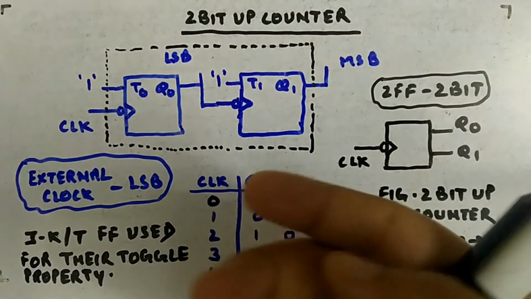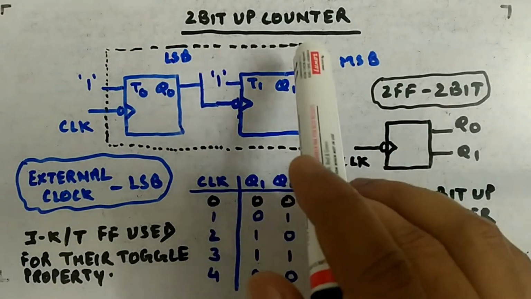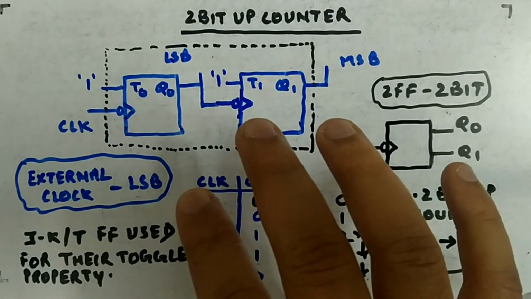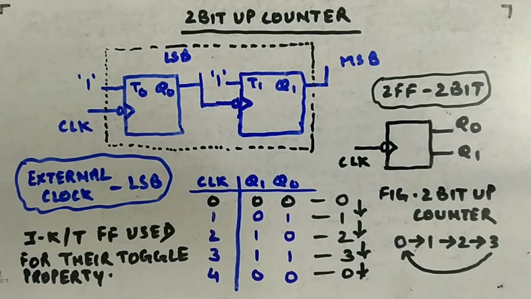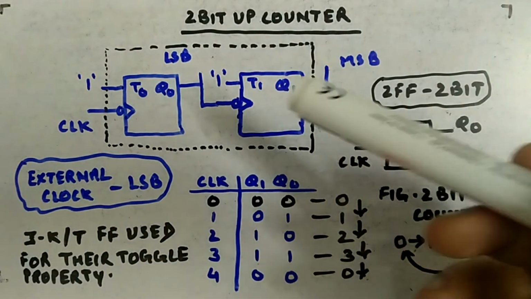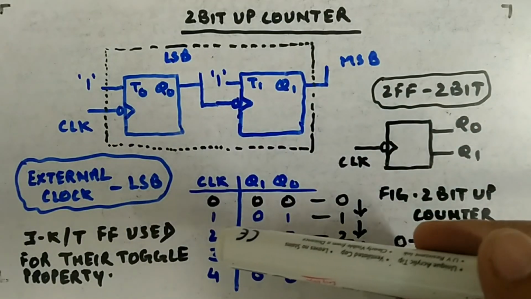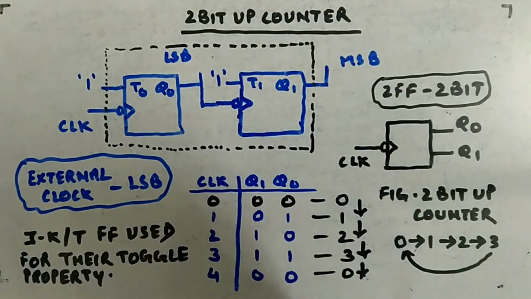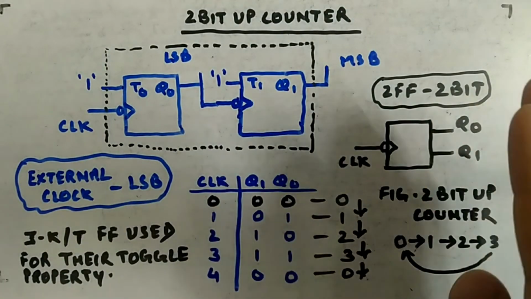Okay, now let's look at our first counter, which is called the 2-bit up counter. I'm just taking a simple example. Then we will increase the complexity. We will also look at the down counter as well. We will give the time first to this first counter so that everything will be clear. Then we will go on fast.